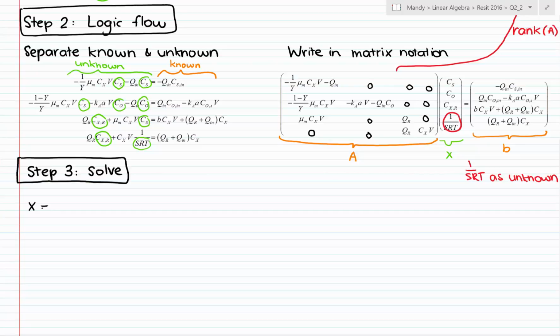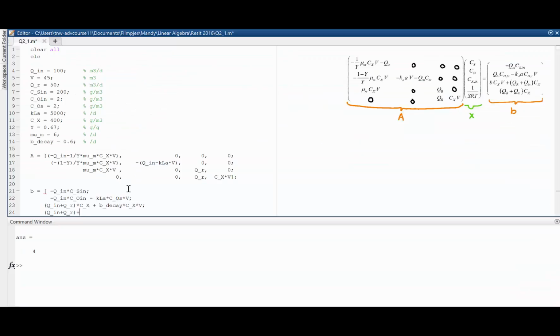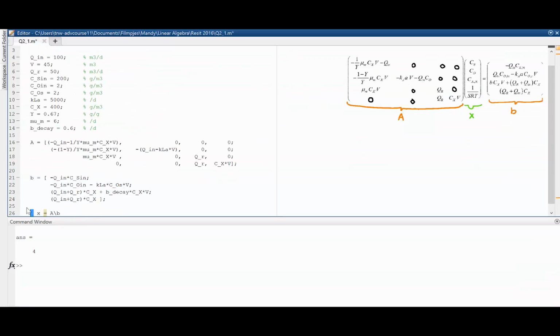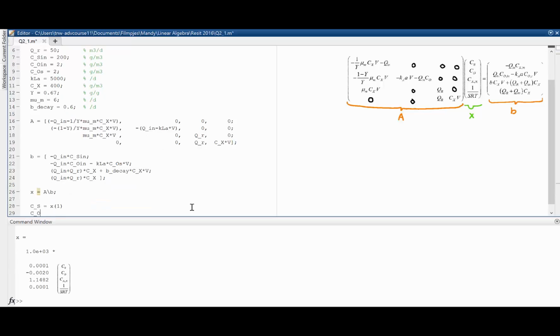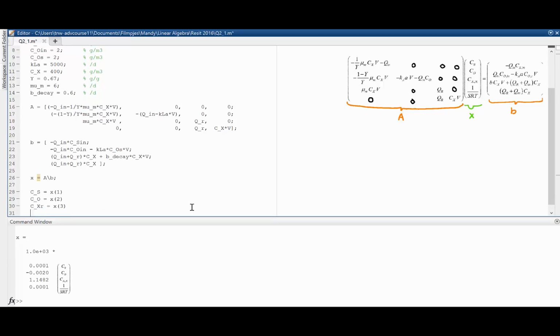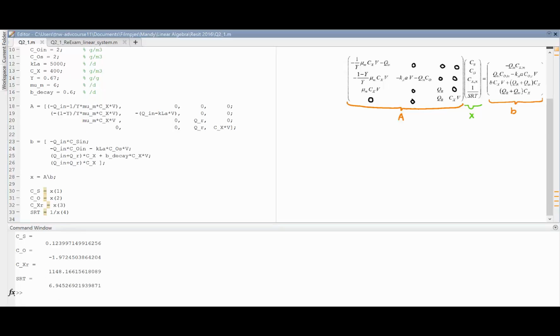Now we can implement this in MATLAB. We can now write out our vector b and solve the system by calculating A over b. Now we should remember that we were solving for 1 over SRT. Thus to find SRT we need to calculate 1 over x4. This gives us the answer.